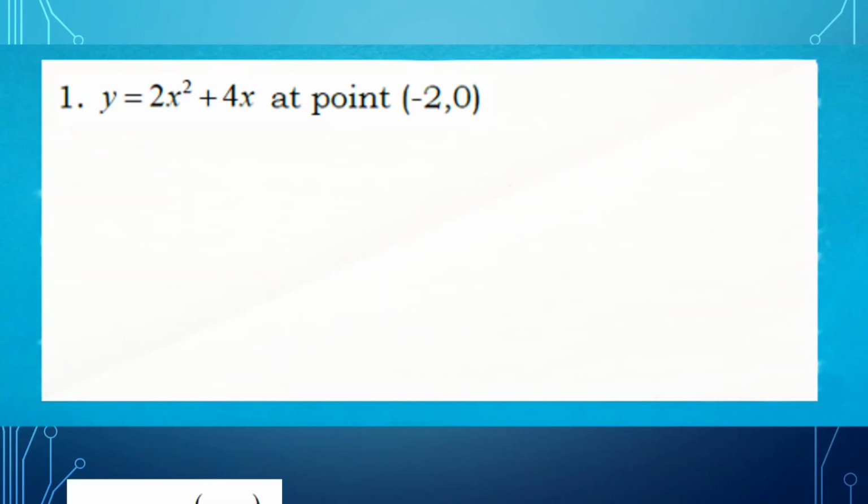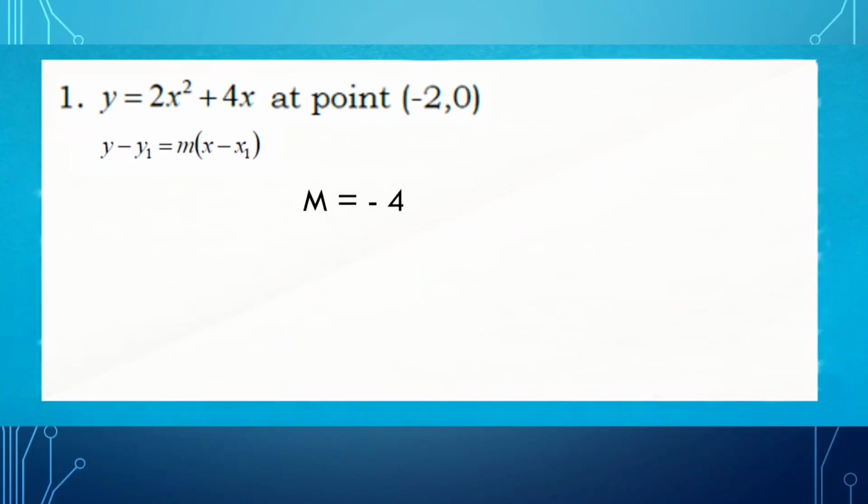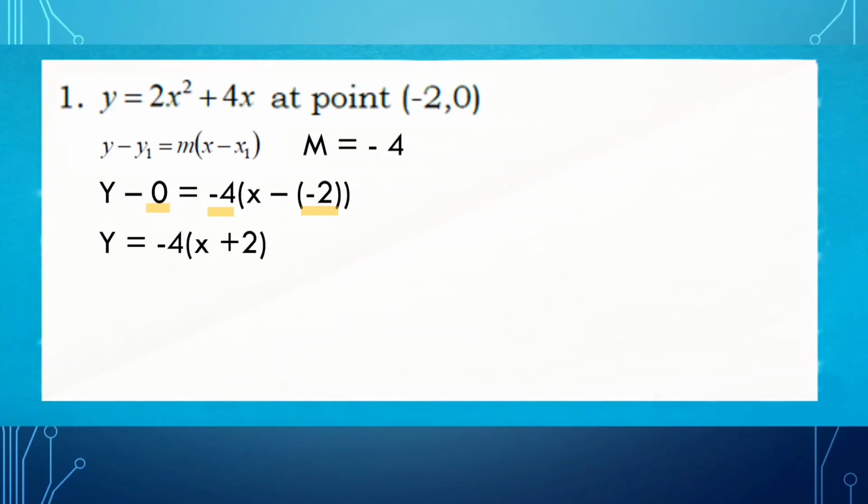Okay, so using the slope point form, we have y minus y sub 1 is equal to m times the quantity x minus x sub 1. The value of our slope is negative 4. The value of our x sub 1 is negative 2. And the value of our y sub 1 is 0. So we substitute it in the given slope point form. That will become y is equal to -4 the quantity x plus 2.